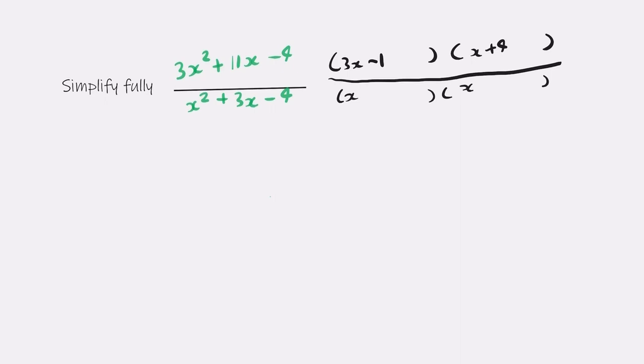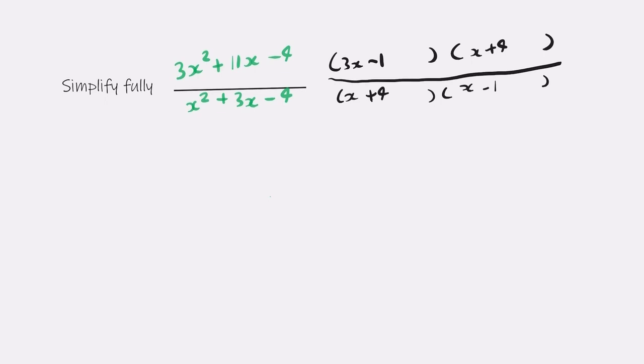Because minus 1 and plus 4 might not add up to 11, you're saying? Well, because if you've expanded it, first, outer, inner, last, it would be 3x squared plus 12x minus 4. Plus 12x minus x is plus 11x. That's how we got that. And the bottom would be x plus 4 and x minus 1, because minus 1 times 4 is minus 4, and 4 minus 1 is 3.